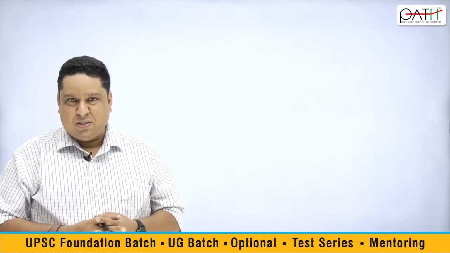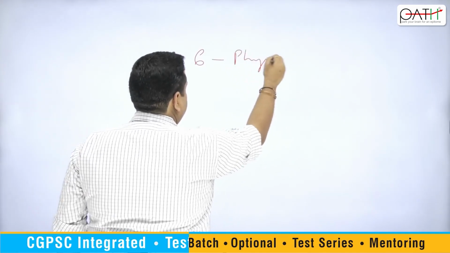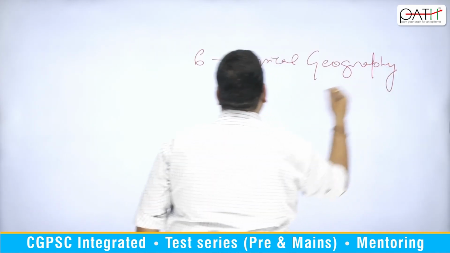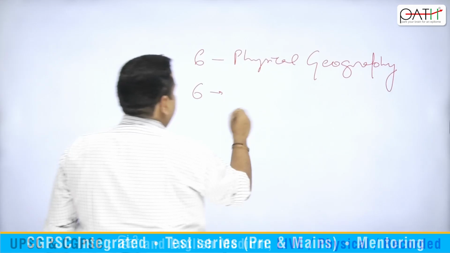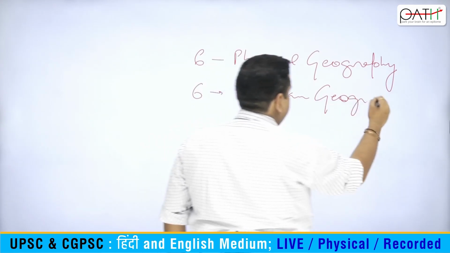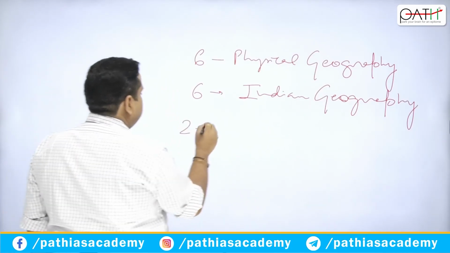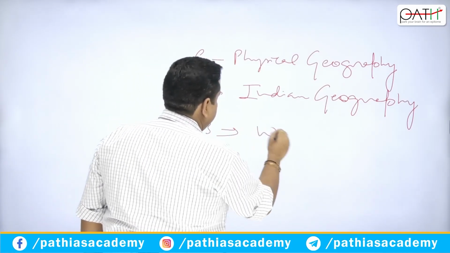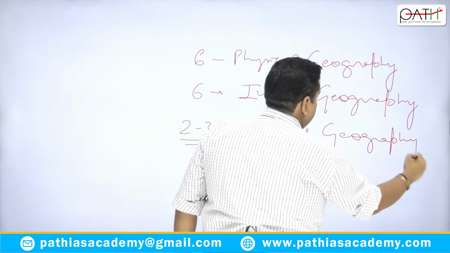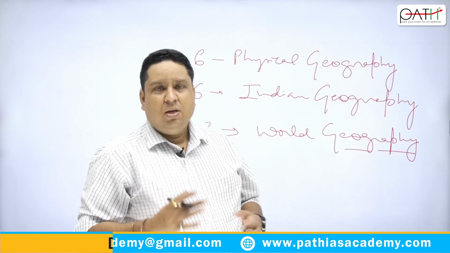of these 14-15 questions, let's assume around 6 questions were there from the physical geography part, around 6 questions were there from Indian geography part. And apart from this, around 2 to 3 questions were there which were based on world geography. So these were the number of questions, maybe around 15 questions were asked from geography section.